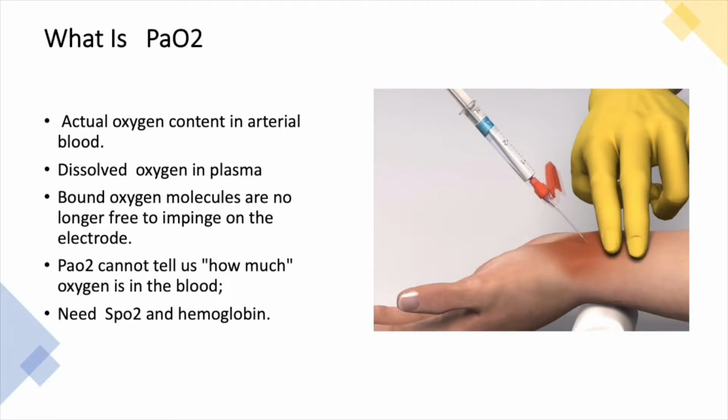And PaO2 cannot tell you how much oxygen is present in the blood. For identifying the amount of oxygen present in the blood that is carried through the hemoglobin and also dissolved in the plasma, you should know the SpO2 and amount of hemoglobin also.